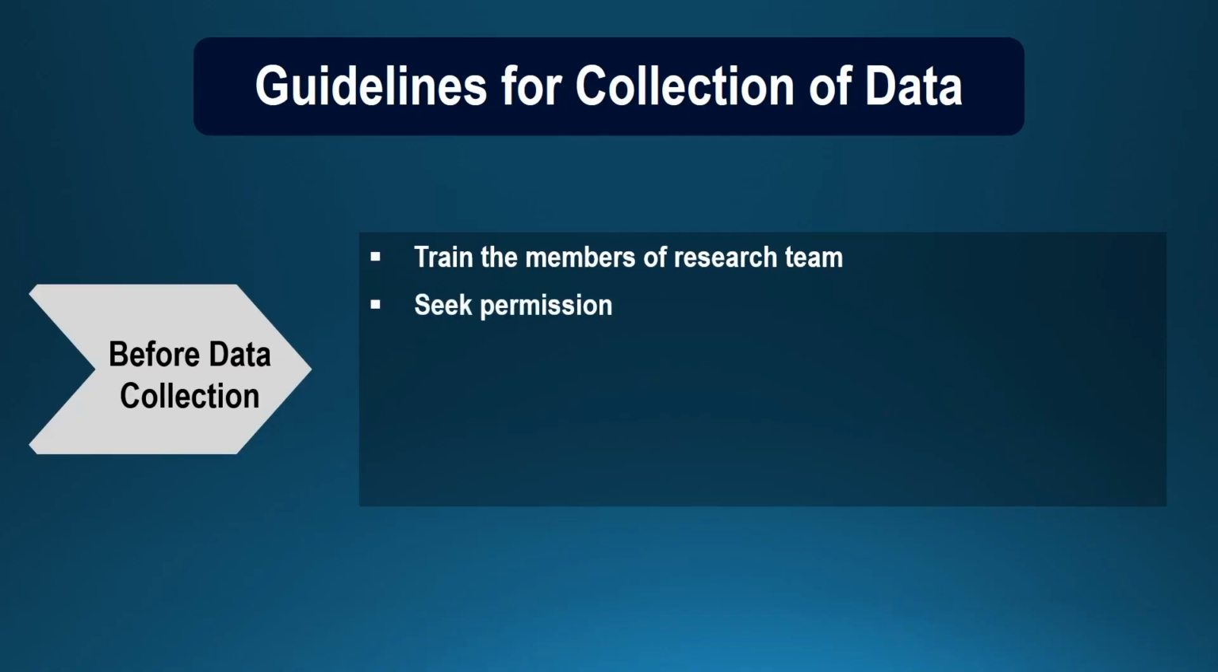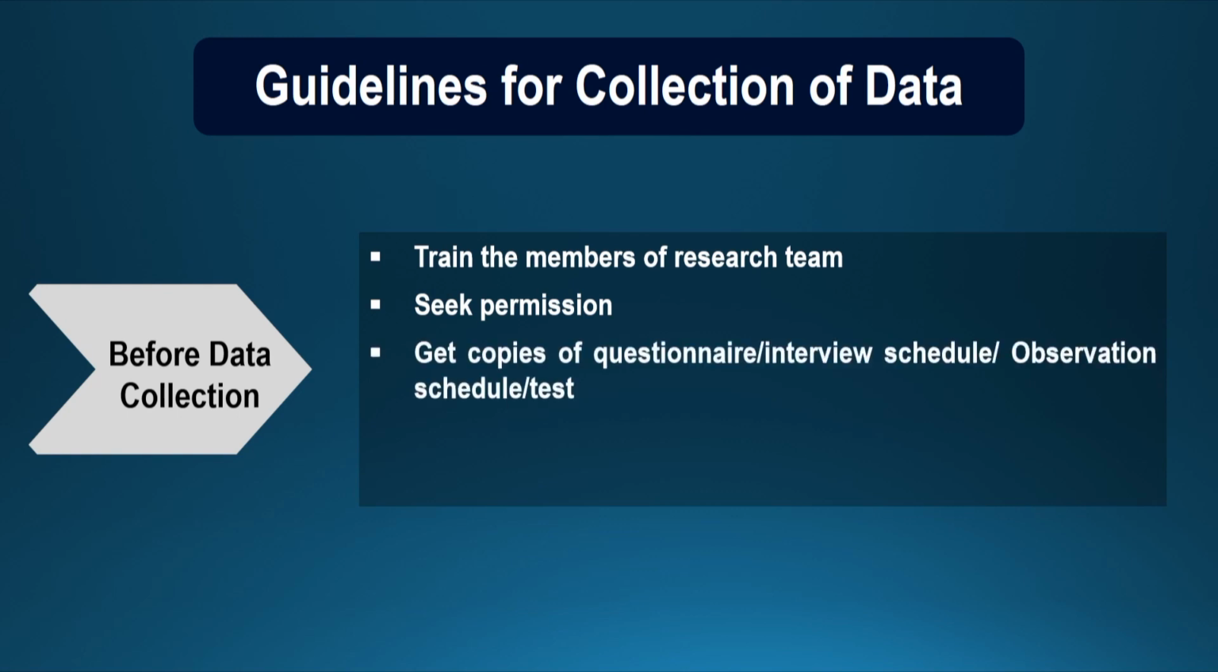The researcher needs to take permission from the competent authority of the organization or the institution from where the researcher is going to collect the data. And once the permission has been obtained, the researcher needs to get multiple copies of the questionnaire, the standardized tests, the interview schedule, if it is a structured interview schedule, and observation schedule, in order to be ready to collect data without hassles and without any hindrance.